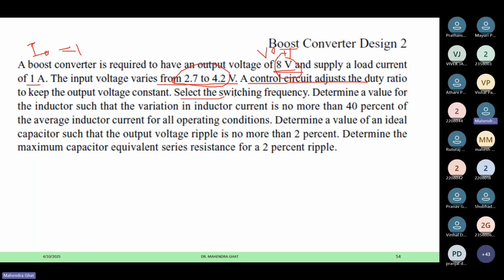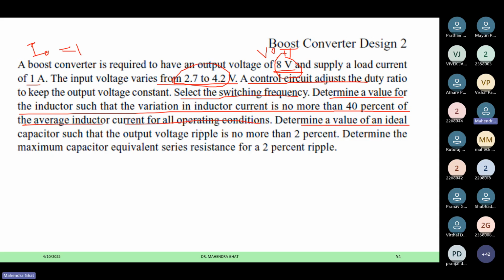Here they have asked to select the switching frequency and determine the value of the inductor such that the variation in inductor current is no more than 40% of the average inductor current. So 40% of the average inductor current is the limit to have the ripple in the current for all operating conditions.